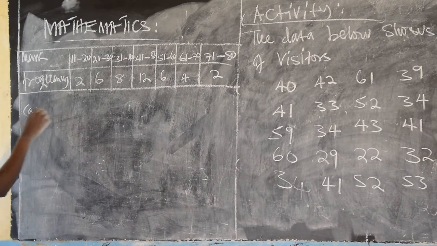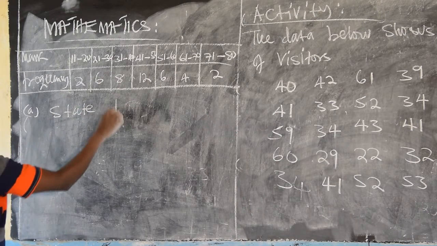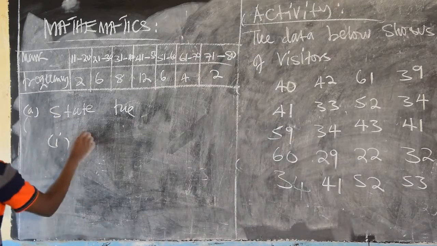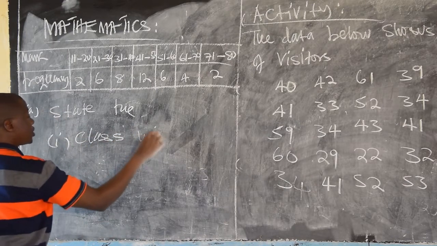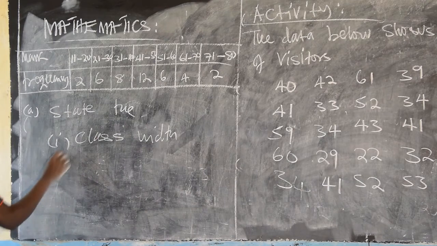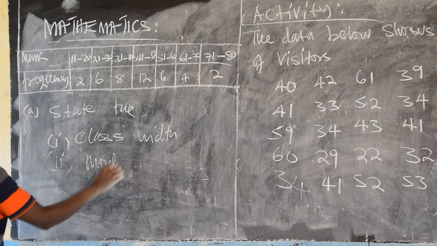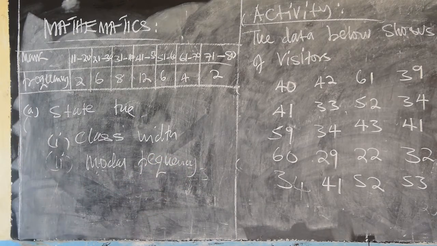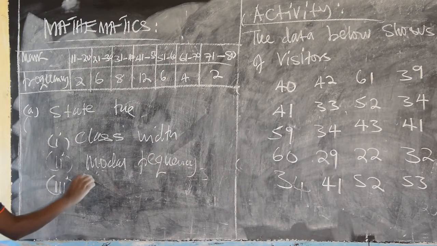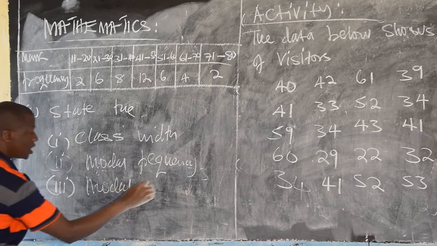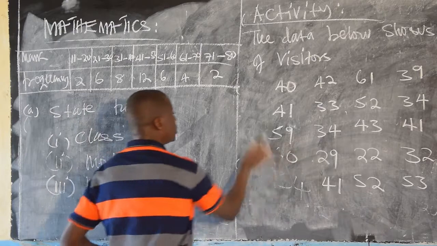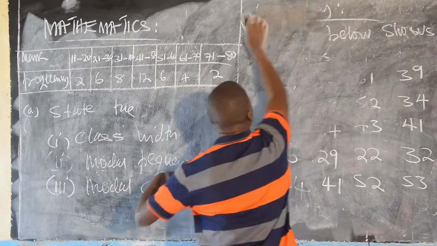Part A, state the class width. Part B, modal frequency. Lastly, the modal class. That has been part A.